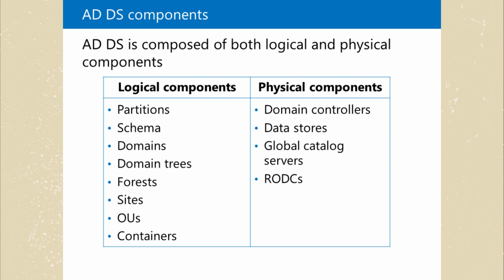Physical components. The following table describes some of the physical components of ADDS. Domain controller. A domain controller contains a copy of the ADDS database. For most operations, each domain controller can process changes and replicate the changes to all the other domain controllers in the domain. Data store. A copy of the data store exists on each domain controller.